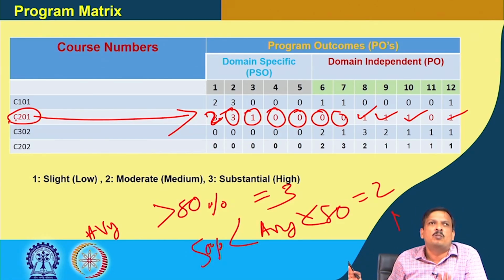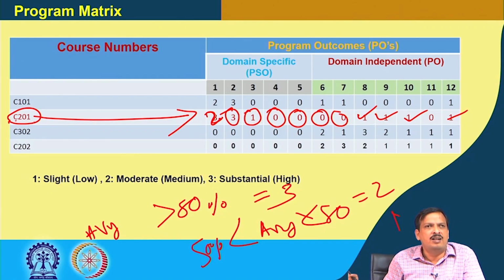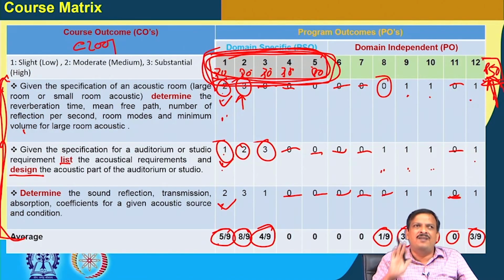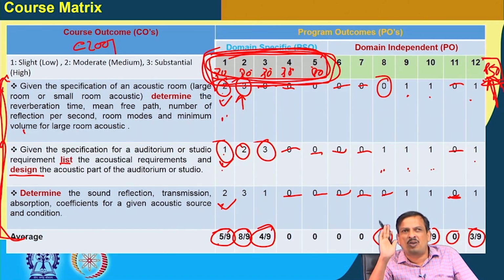This is called program matrix development. Is it clear? So, for every course, I am developing a course matrix based on the contribution of CO towards the PO and also the teaching learning process towards the PO. So, not only CO is responsible for fulfillment of the PO, but the teaching learning process is also essential.